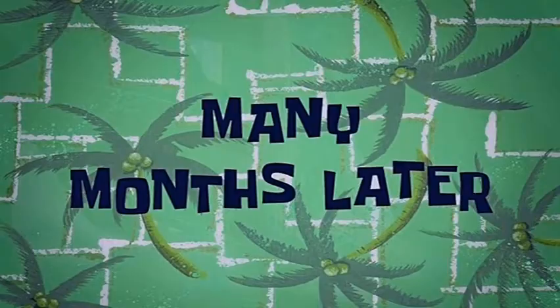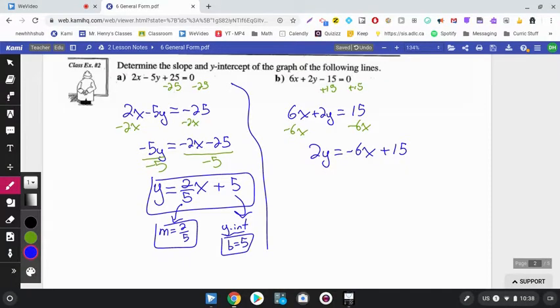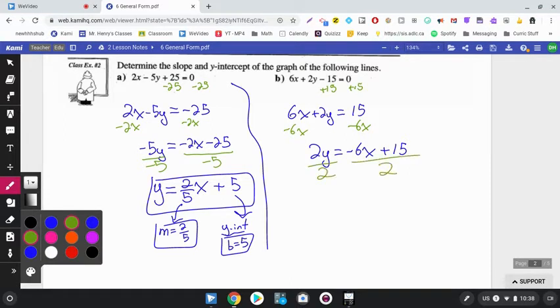Okay, I've started here, rearranging. I said, I've got to get this y all on its own, so let's move everything away from the y. The opposite of subtract 15 would be add 15. I do that to both sides. Okay, get rid of the 6x. The opposite of positive 6x would be to subtract 6x. Do that to both sides. And now I'm here with 2y equals negative 6x plus 15. The opposite of multiply by 2 would be divide by 2.